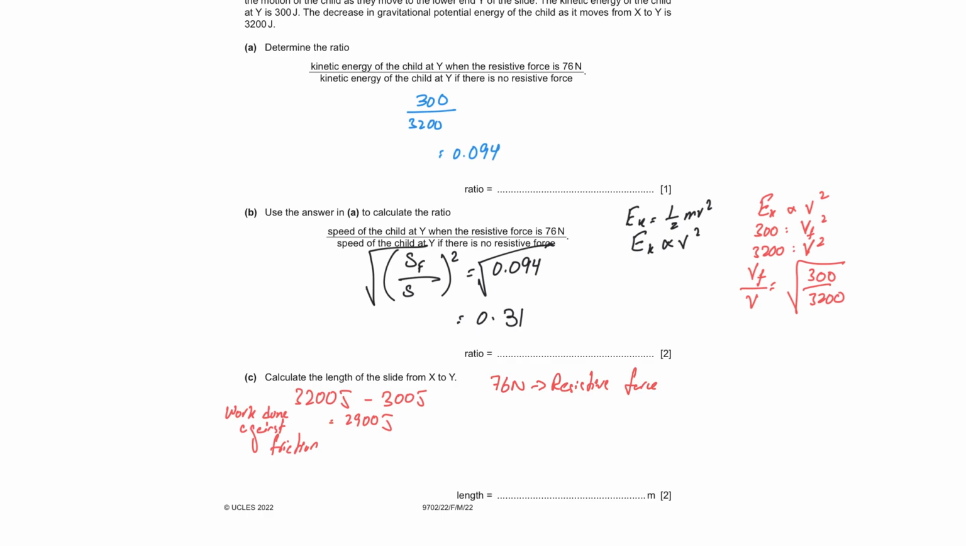And the formula for work done is force times displacement, or force times distance moved in the direction of that force. So 2900 is equal to force, which is 76, times the distance. Distance is equal to 38 meters. That's the answer to part C.